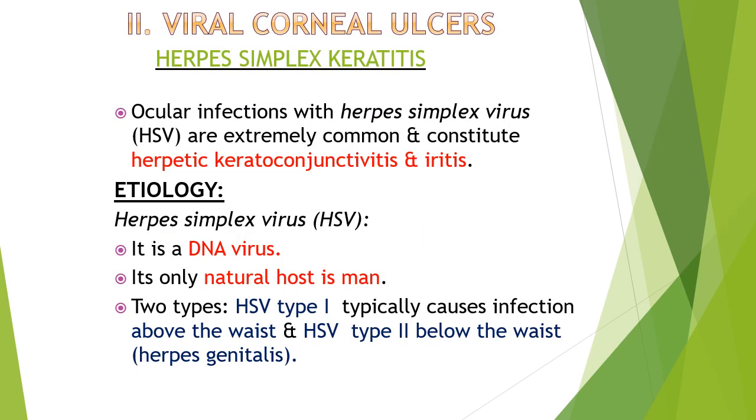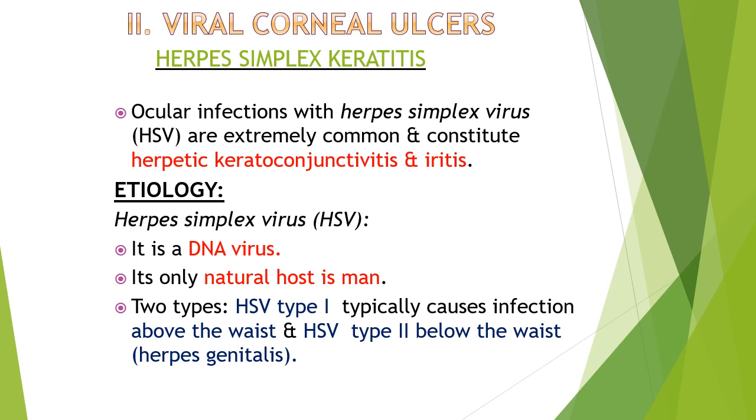Then move on to the next keratitis, that is viral keratitis. In this, we know that one is herpes simplex and the other is herpes zoster. So what is herpes simplex? You know about this virus. There are two types in that, HSV1 and HSV2.